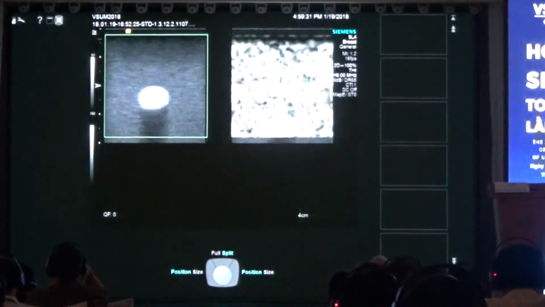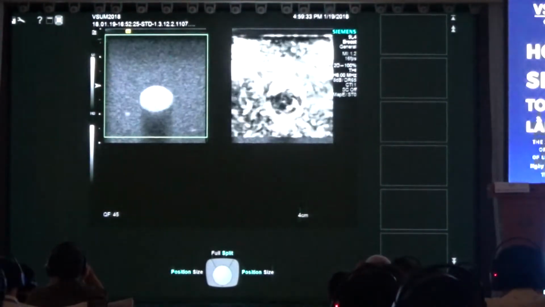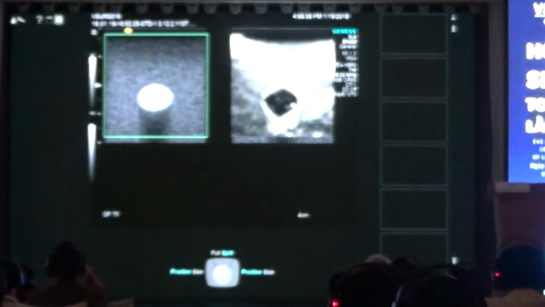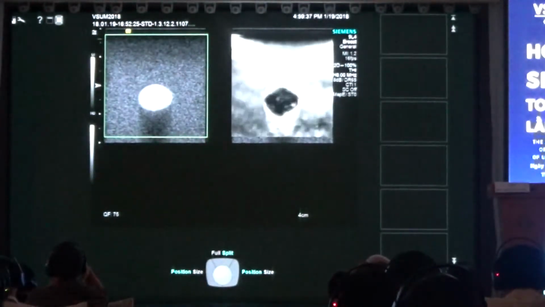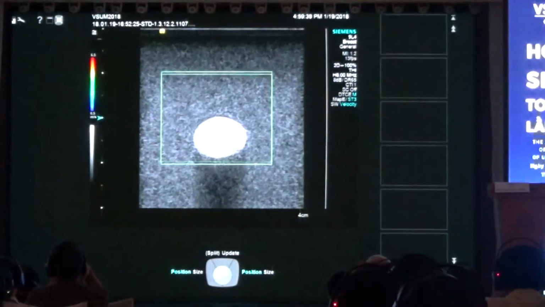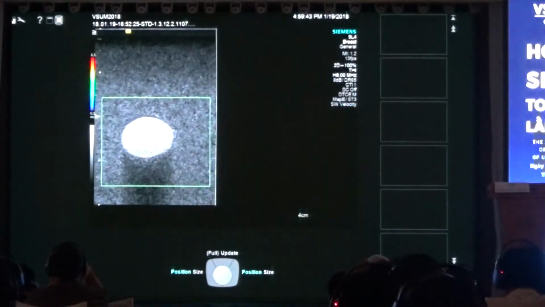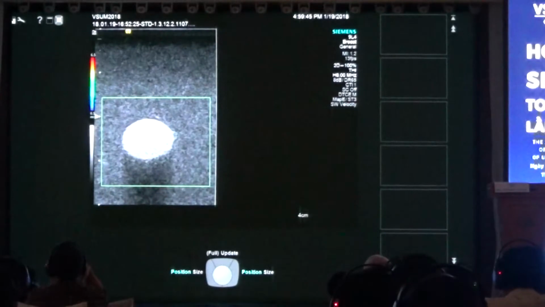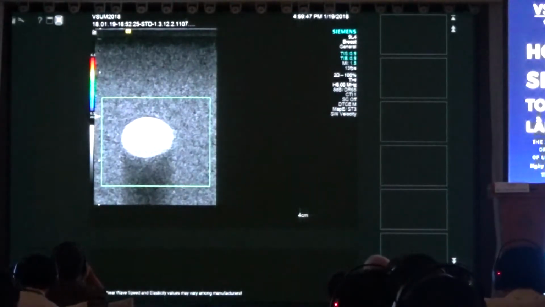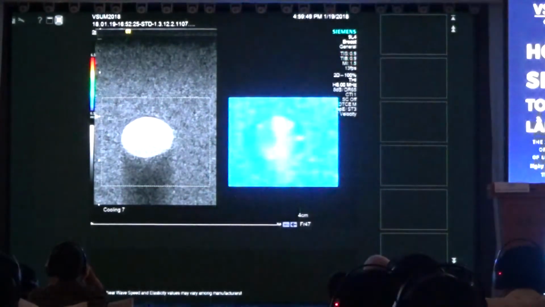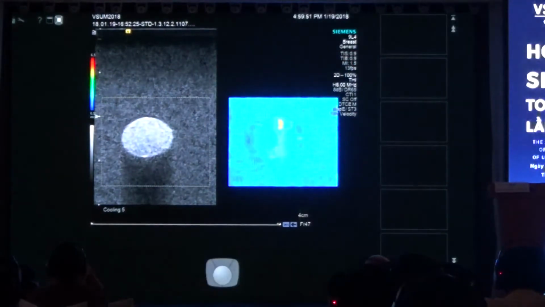So, we talked about the quality map. I'm going to go back to VTIQ, and I'm going to go to the dual screen, so it allows us to see this, and I'm going to hit update. Okay, and now we get our image.